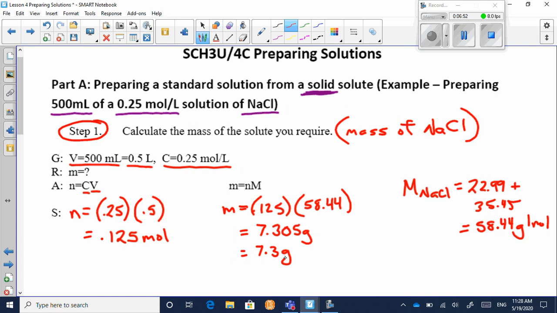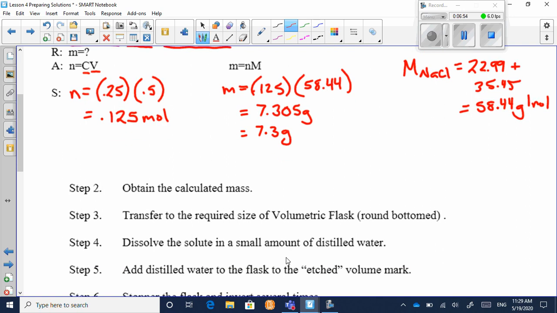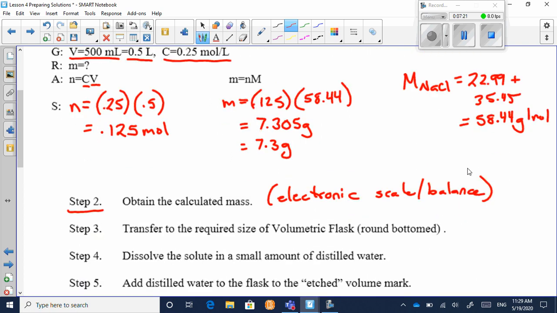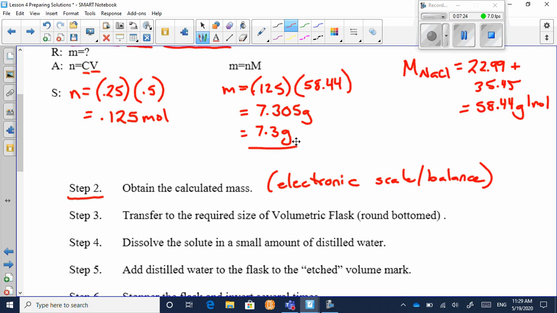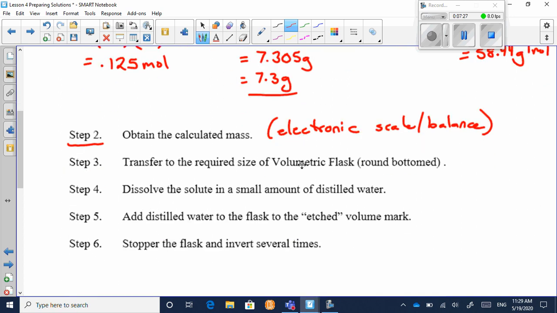All right. So the next thing: you've done your calculations, and now your job is to go into the lab. So step 2 is you would obtain the calculated mass. You're going to use an electronic balance, an electronic scale. You'd go to the back of the lab, get the sodium chloride bottle, and measure out the 7.3 grams.